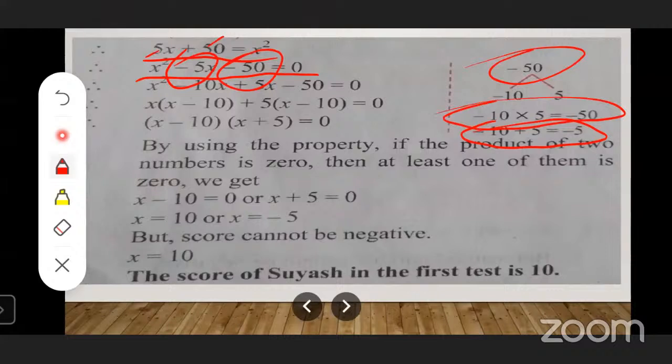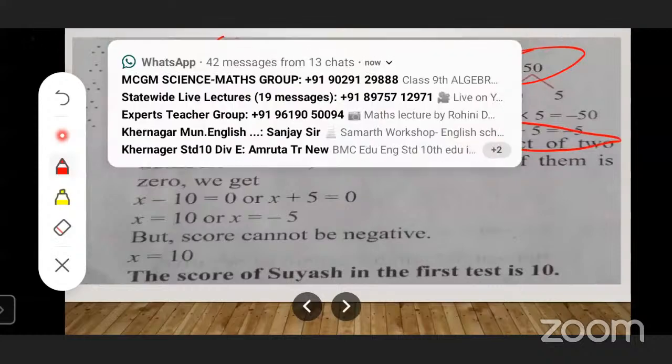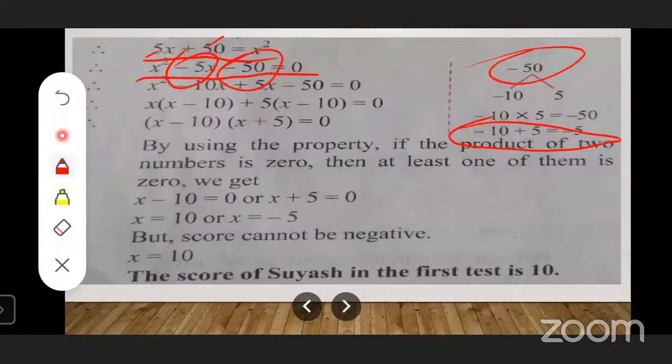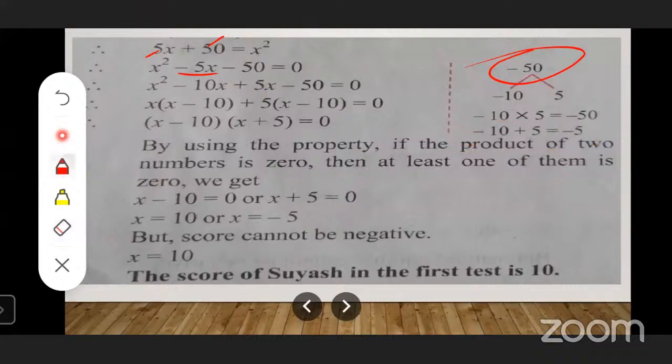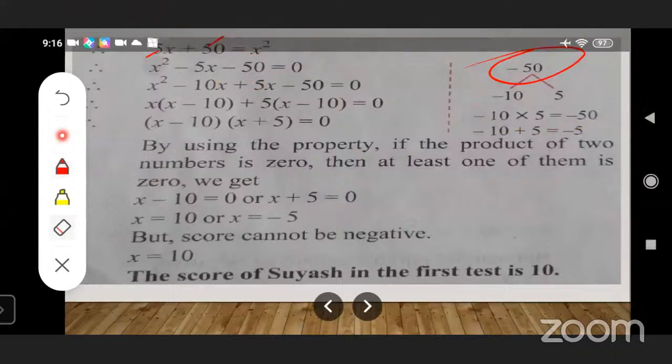So which factors have I taken? I have taken minus 10 and plus 5. When I'm adding these factors, minus 10 plus 5, what am I getting? I'm getting minus 5, and that is nothing but the middle term. And when I'm multiplying these factors, I'm getting the last term, right? That means I can take these factors for further simplification.